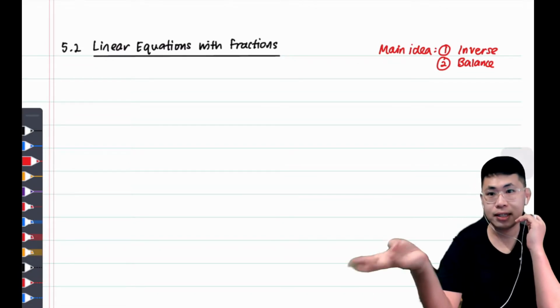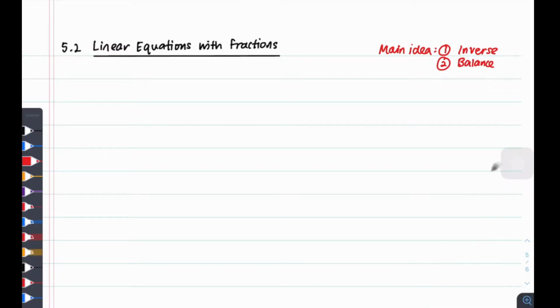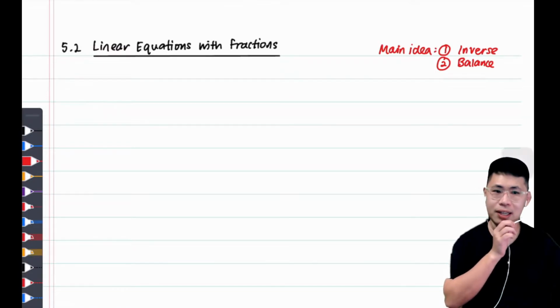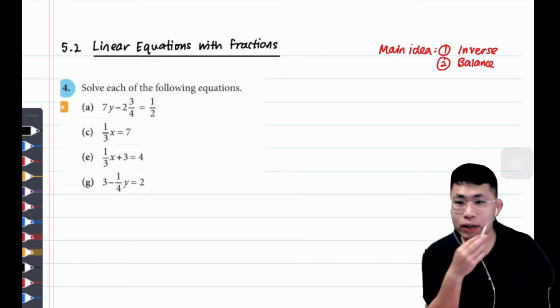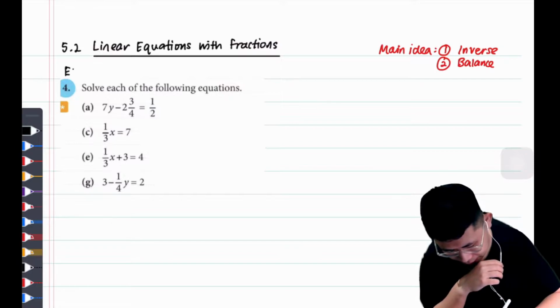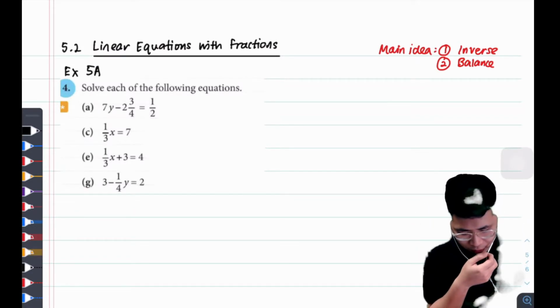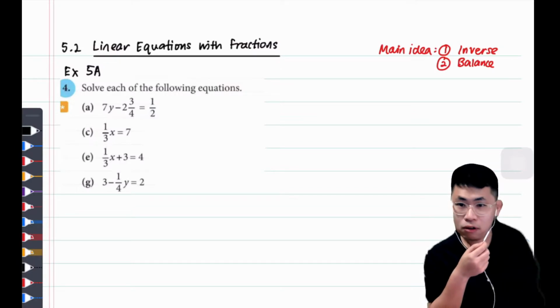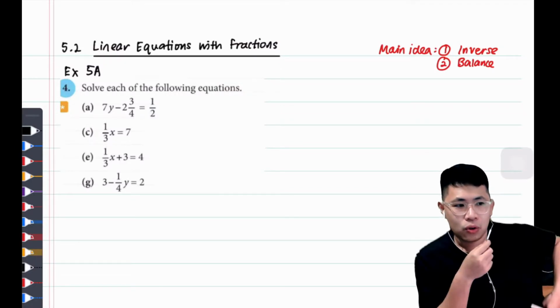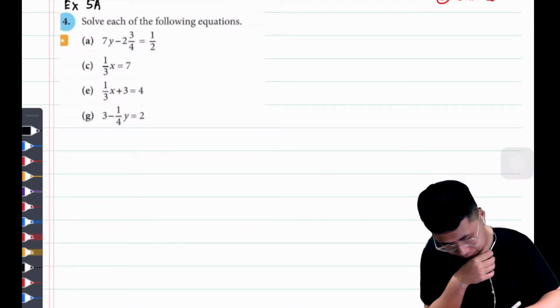All right, before this. Okay, so without further ado, let us turn to exercise 5A within our textbook. So exercise 5A, right? We are going to look at question 4, and particularly just 4A, 4C, 4E, 4G. Alright, so over here, let's start off with 4A. So question 4, part A.